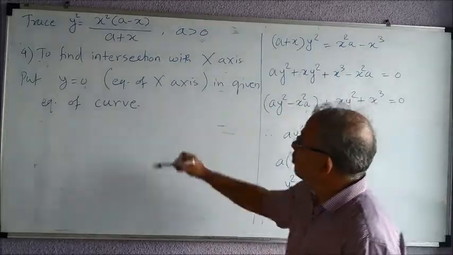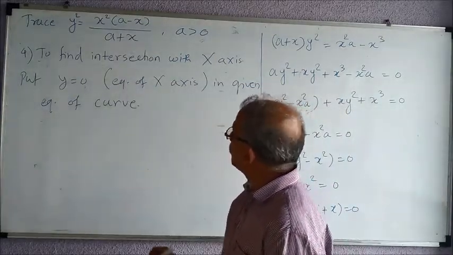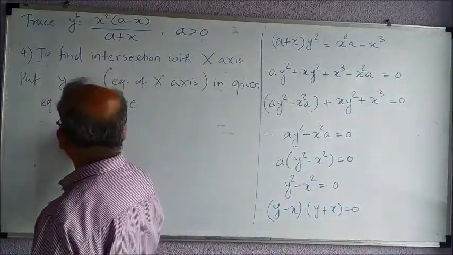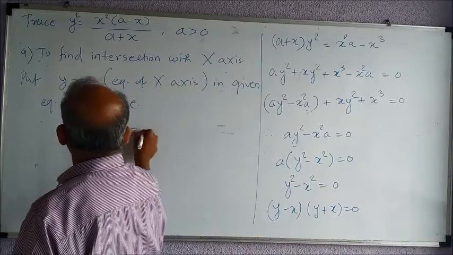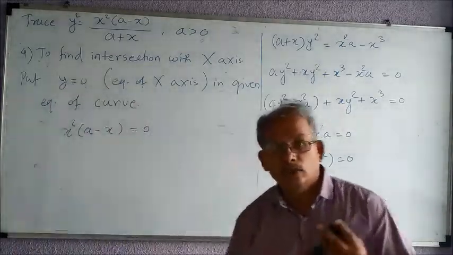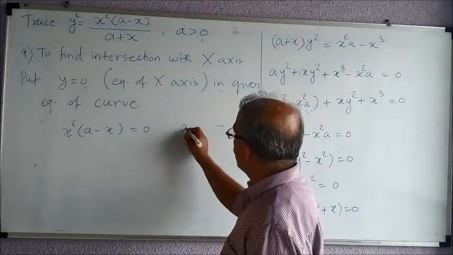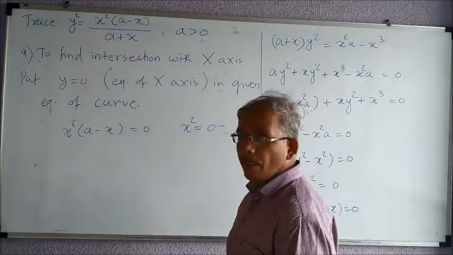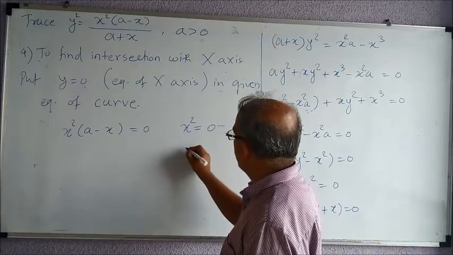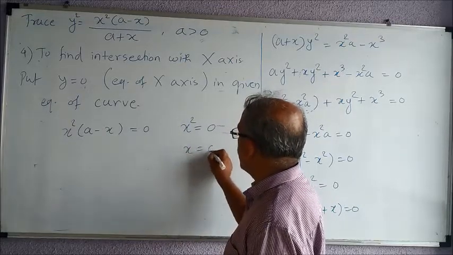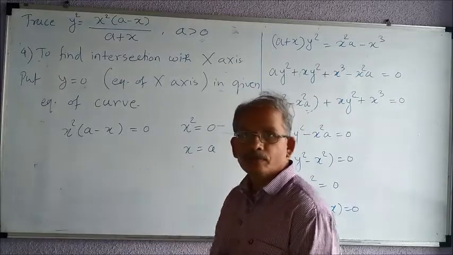Right? So if we put y equal to 0 over here, what we will get is x square into a minus x equal to 0. See now what we have obtained. We have obtained that x square equal to 0 and x equal to a, if we equate this factor to 0.